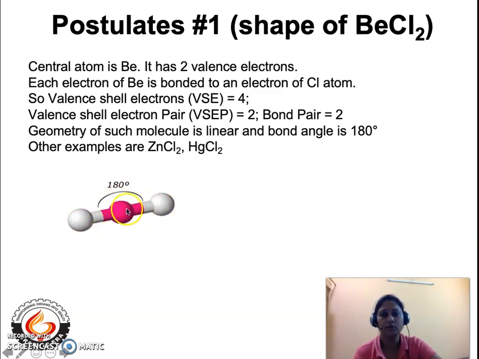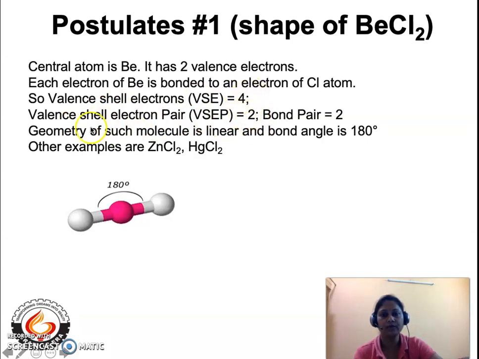Now beryllium has 2 valence electrons, and each electron of beryllium is directly bonded to 1 electron of a chlorine atom. Since there are 2 beryllium electrons, the 2 electrons of chlorine are also involved in bonding. So the total valence shell electrons in beryllium chloride are the 2 electrons of beryllium and the 2 electrons of chlorine, giving a figure of 4. So what is the valence shell electron pair, VSEP? 4 divided by 2, that is 2.